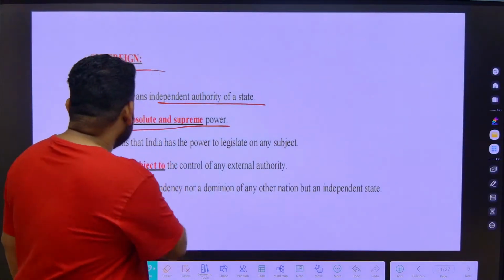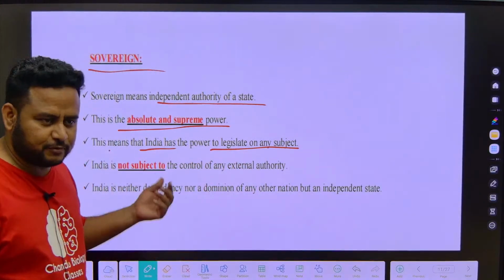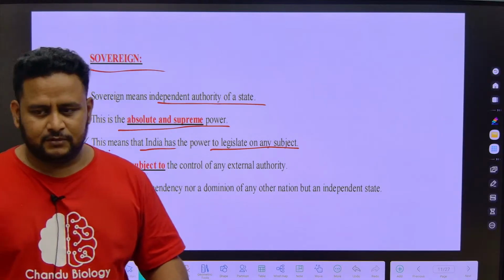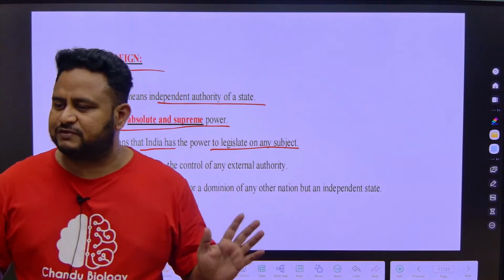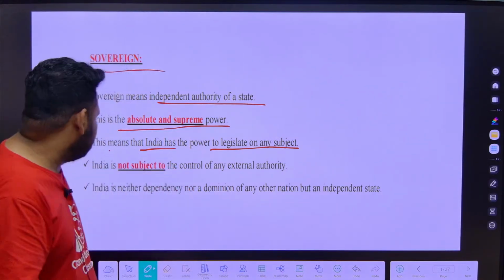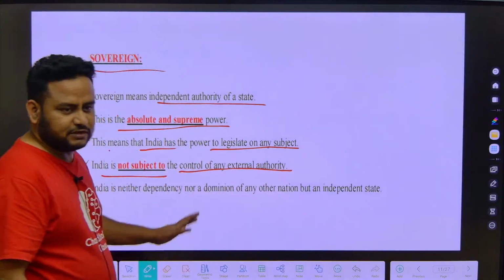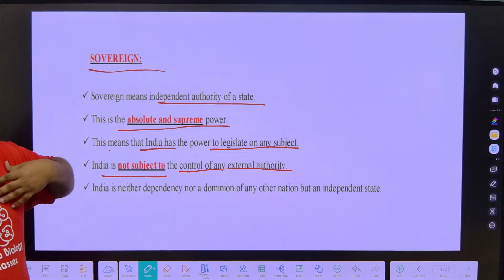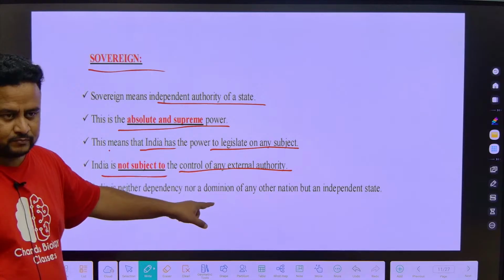Now, this means that India has the power to legislate on any subject. For example, if you talk about legislature, we have the right to make laws on any subject we want. Nobody can come and tell us, don't make laws on defense. We can make any kind of laws we want. Got it? Now, India is not subject to the control of any external authority. That is what I told. We are supreme and we can make laws for the development of our nation. India is not under the control of any external authority.